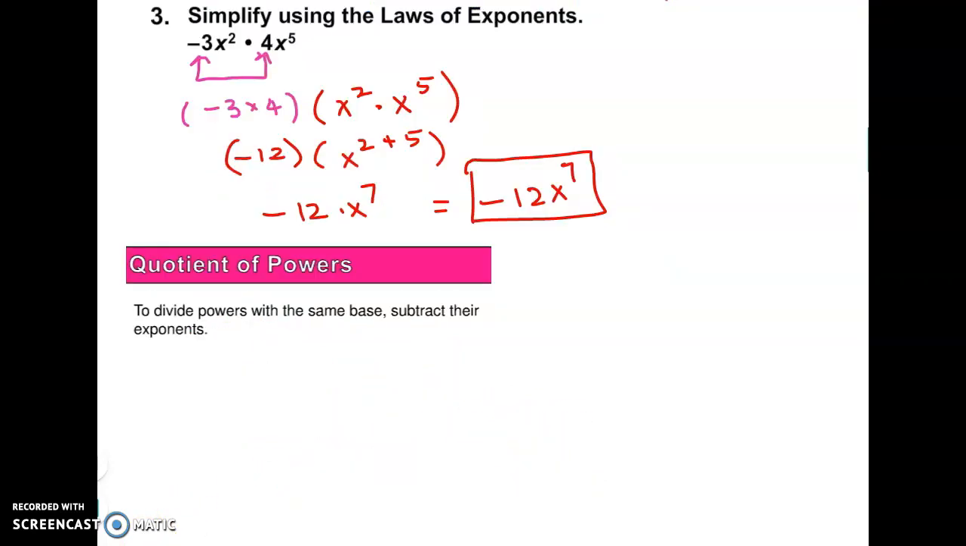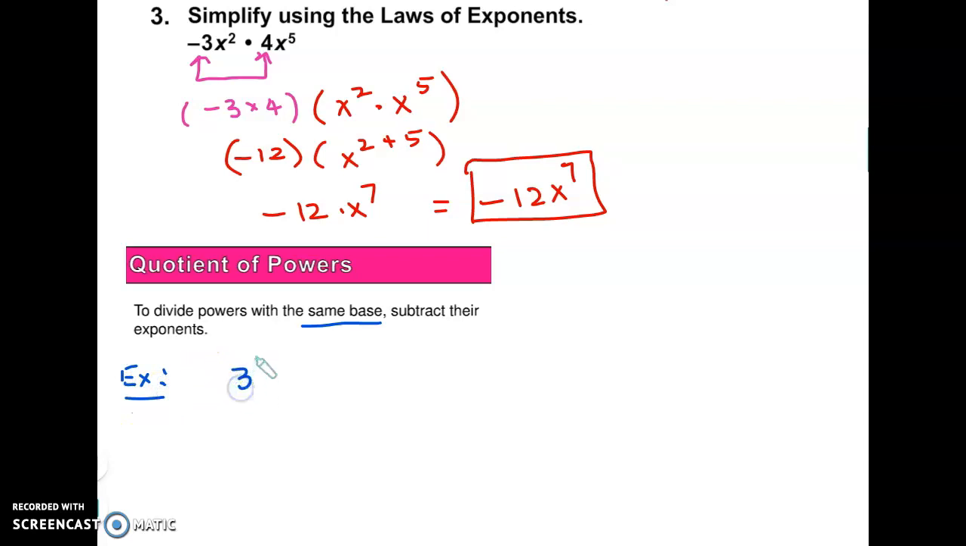Next rule in this lesson is the quotient of powers. The quotient of powers is nothing but to divide powers with the same base. All you have to do is subtract the exponents. What does this mean? So let's take an example.